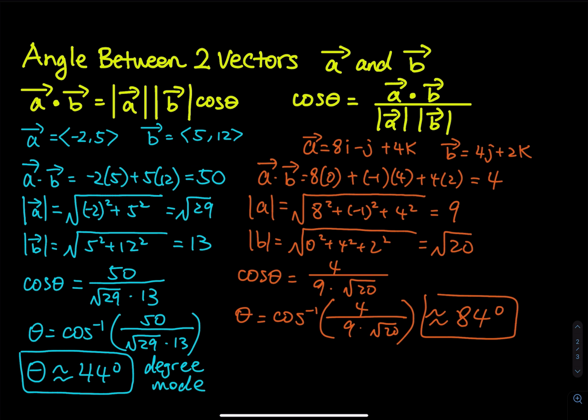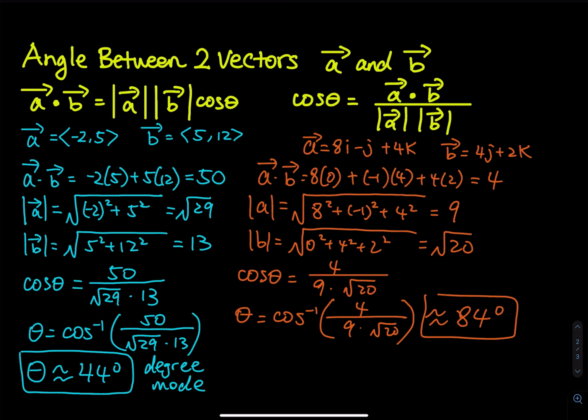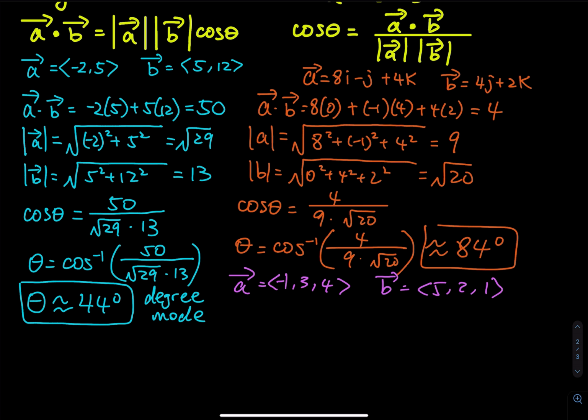Okay, let's do one more problem. Which color should I pick? Let's pick this. The last one, I would like to do a 3-dimensional vector A: 1, negative 1, 3, and 4. And then vector B, you have 5, 2, and 1. First of all, we find the dot product. We have A dot B, of course, I mean vectors. So this is negative 1 times 5 plus 3 times 2 plus 4 times 1. That is equal to 5.